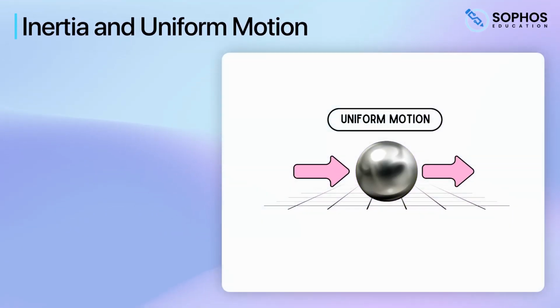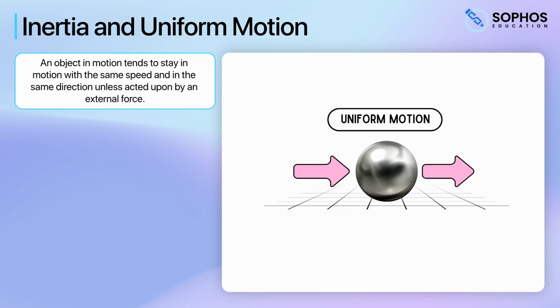Now let's consider inertia in the context of objects that are already in motion. An object in motion tends to stay in motion with the same speed and in the same direction, unless acted upon by an external force. This aspect of inertia can be observed in several everyday situations.